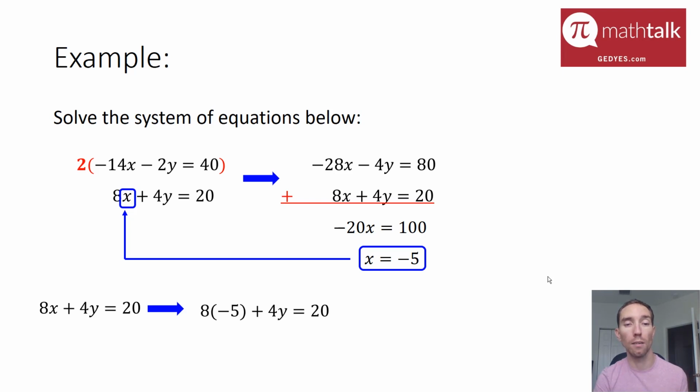I'm going to go ahead and substitute in negative 5 for x. And what that means is I get negative 40, which is 8 times negative 5, plus 4y equals 20. I'm going to use a couple of steps of algebra. I'm going to add 40 to both sides. It goes away on the left. I get 4y equals 20 plus 40 is 60.